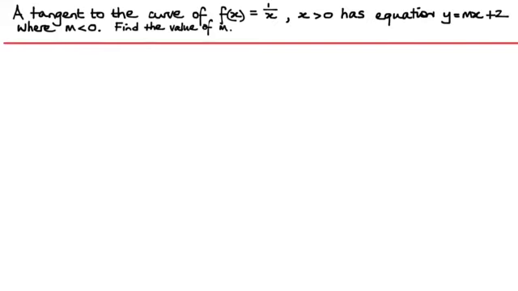In this question, we have a tangent to the curve of f of x equals 1 over x, where x is greater than 0. This tangent has an equation y equals mx plus 2, where m is less than 0. We have to find the value of m.